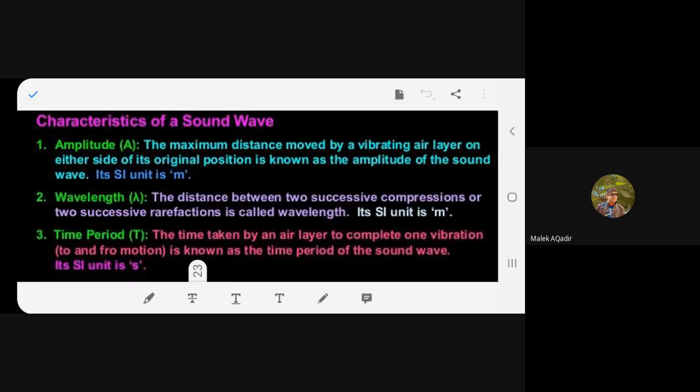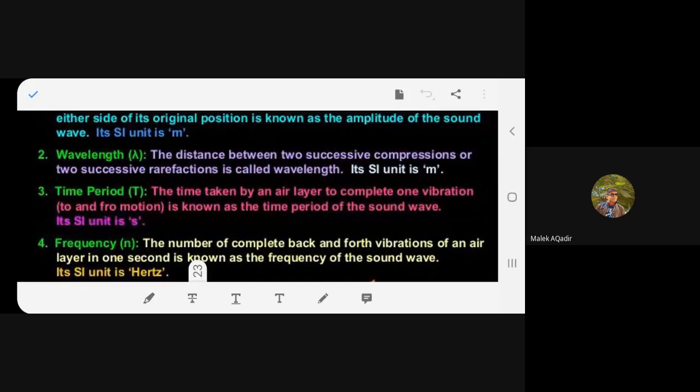Time period. The time taken by an air layer to complete one vibration, a to and fro motion, is known as the time period of the sound wave. Its SI unit is second.